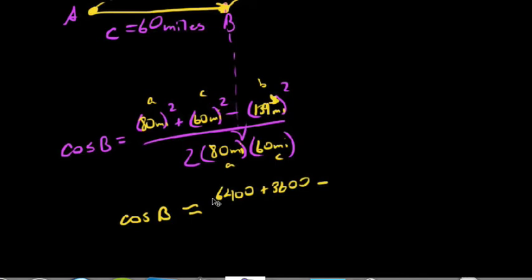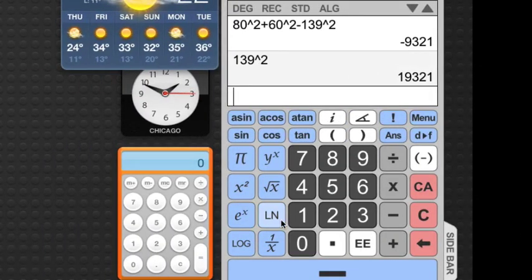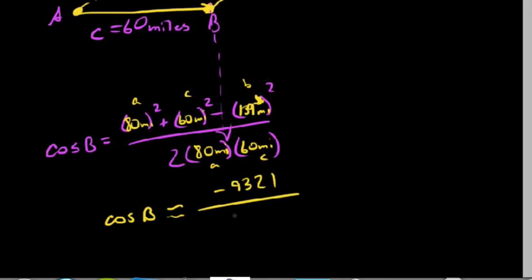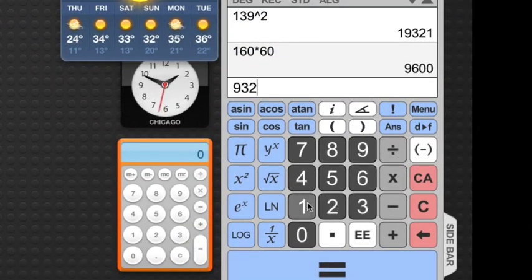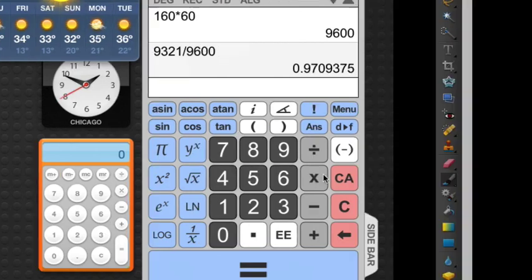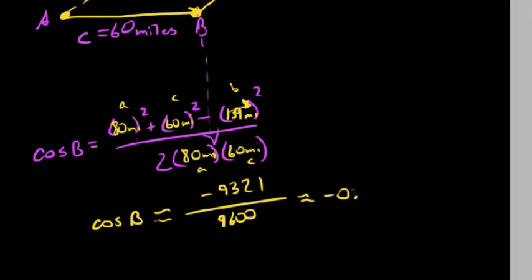Not a problem. Negative 9321 on top. And on bottom we have 2 times 80 is 160, and 160 times 60 is 9600. So now we have negative 9321 over 9600, which is approximately, we'll go out 4 decimal places here, negative 0.9709.